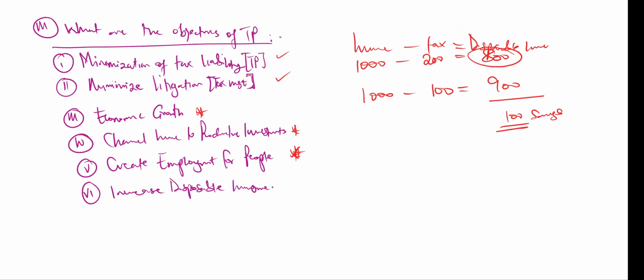Let's summarize the shortfalls of tax planning. Who remembers them? So these are like the objectives or the advantages, right? But we also saw the shortfalls of tax planning. Who remembers them? Let's summarize them. What are the shortfalls? Agency costs.